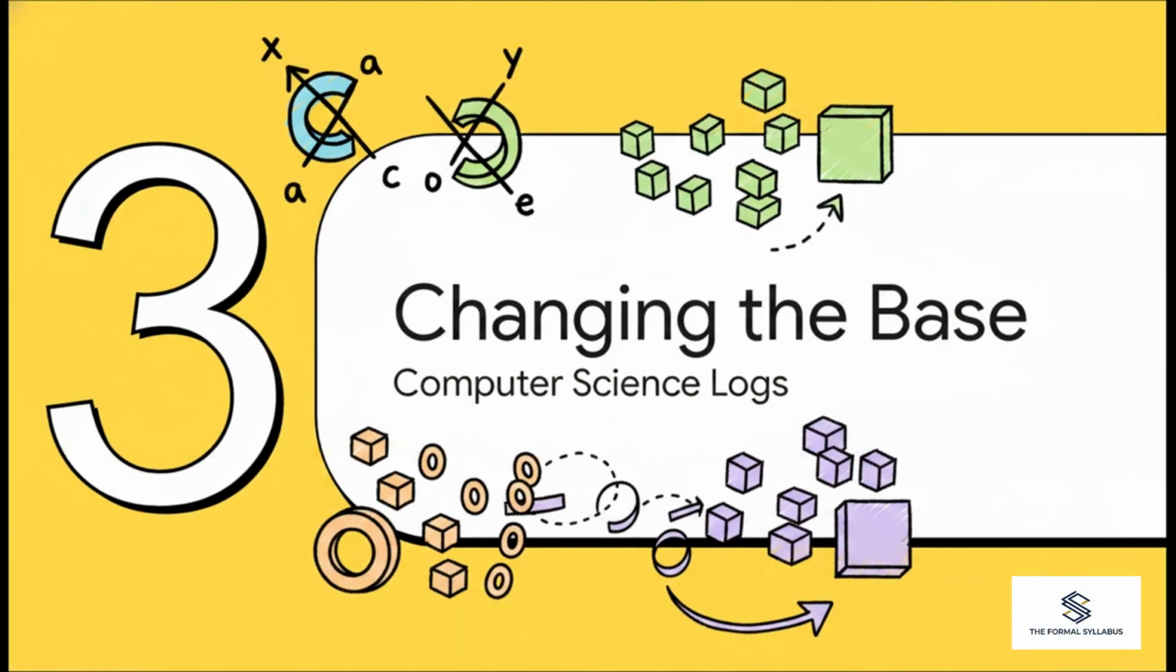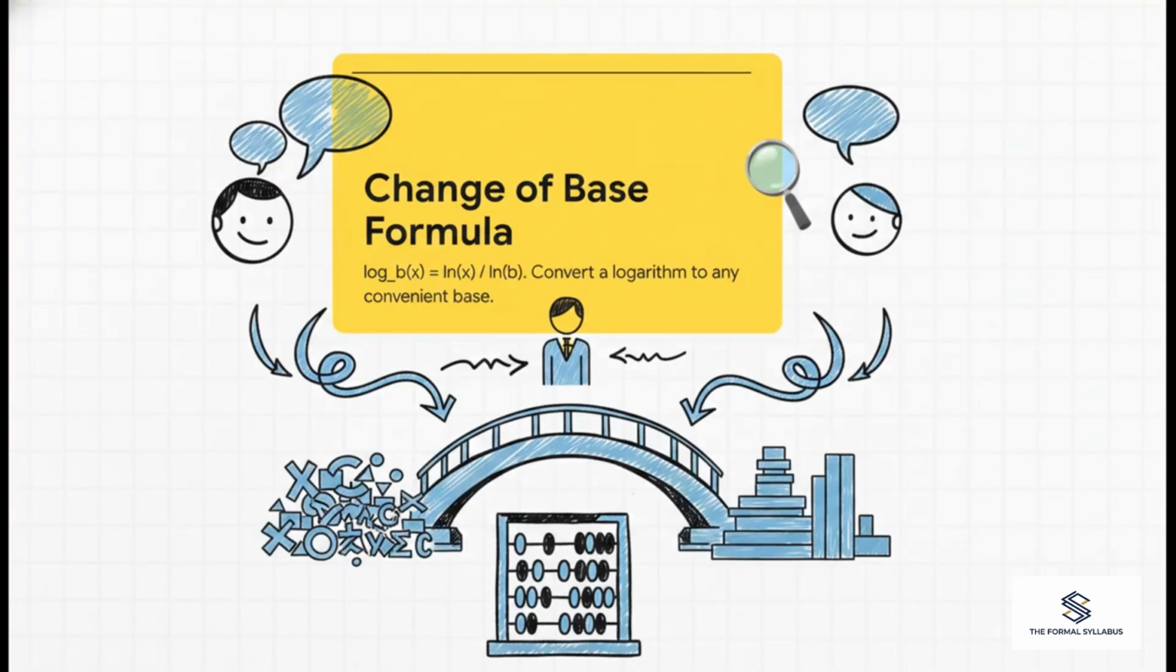All right, section 3, changing the base and why this is a huge deal in computer science. Imagine you only speak French, and the person you're trying to talk to only speaks Japanese. You're going to need a translator, right? Well, in mathematics, the change of base formula is that universal translator.